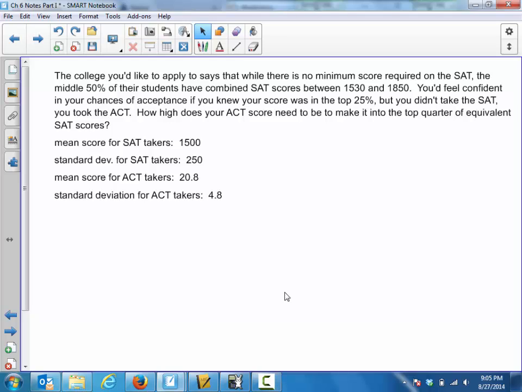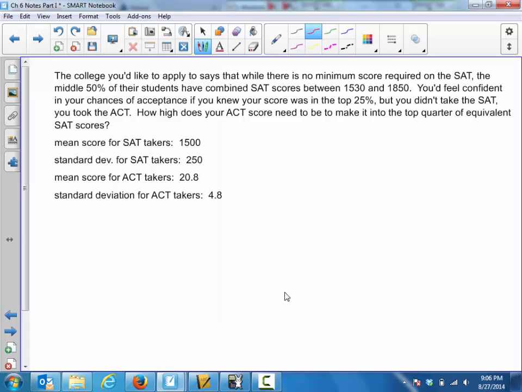Let's continue to practice. Okay, I need to check time here. Oh gosh, okay. The college you'd like to apply to says that while there is no minimum score required on the SAT, the middle 50% of their students have combined SAT scores between 1530 and 1850. You'd feel confident in your chances of acceptance if you knew your score was in the top 25%. You didn't take the SAT, you took the ACT. How high does your ACT score need to be to make it into the top quarter of equivalent SAT scores?